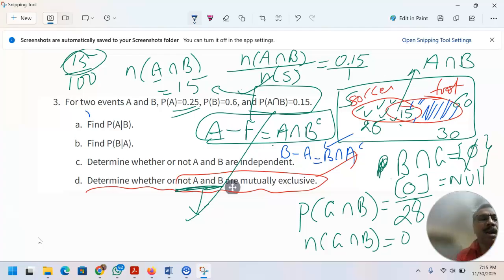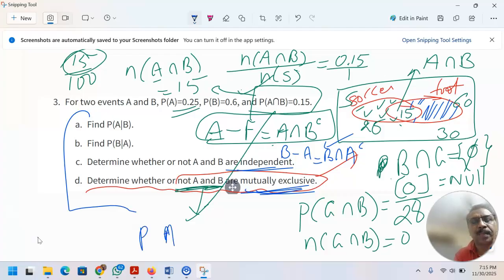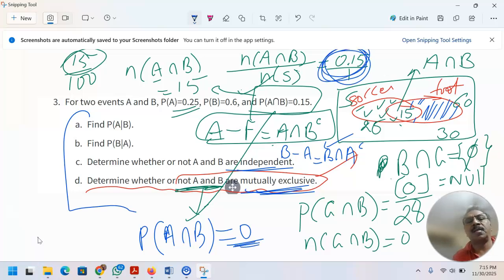So hopefully we got an idea of understanding what is the meaning of independent, what is the meaning of mutually exclusive. For mutually exclusive, all you look up is if the probability of A and B is zero, then we say they are mutually exclusive. But this time you saw this intersection is not 0, it is 0.15.